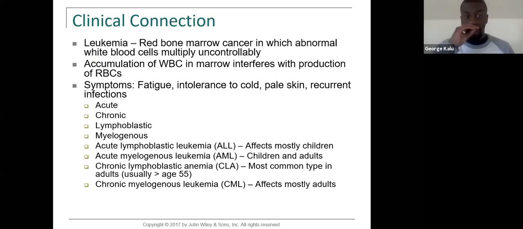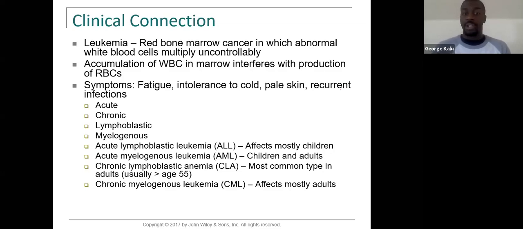Okay. And so as we look at white blood cells and some diseases that are associated with them, one of the major ones is called leukemia. Okay? And so leukemia is a cancer that happens inside the red bone marrow. Okay? And so what happens is you start to produce more white blood cells than you're supposed to. And because you're producing so many more white blood cells at an uncontrollable, incredibly fast rate, it hinders your ability to produce red blood cells appropriately.